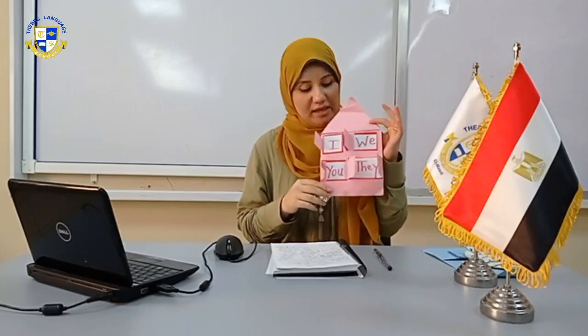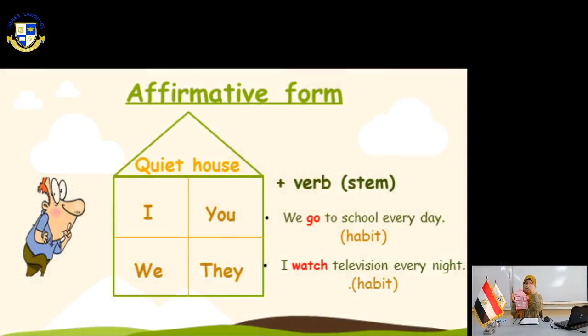When I find any of those personal pronouns at the beginning of the sentence, I will put after them the verb as it is in the infinitive. Infinitive means the stem.